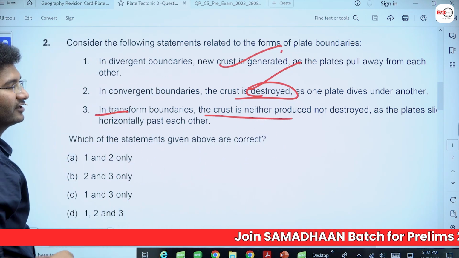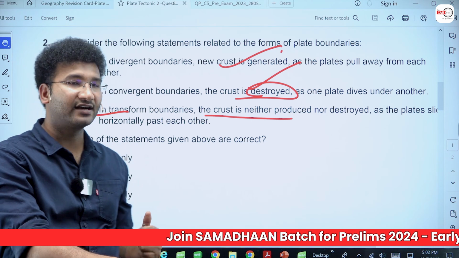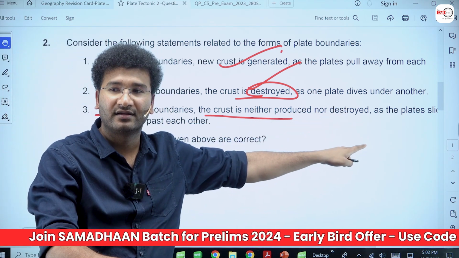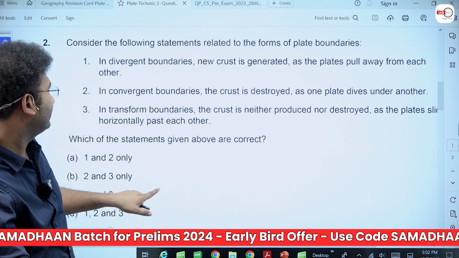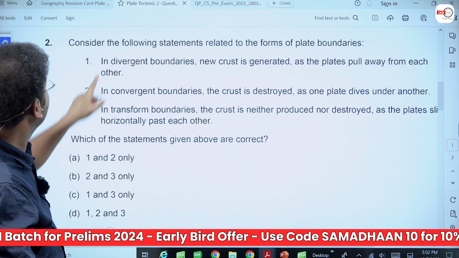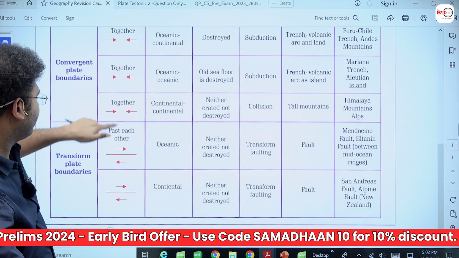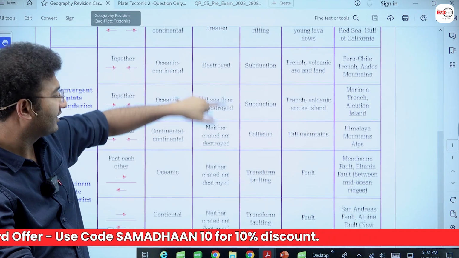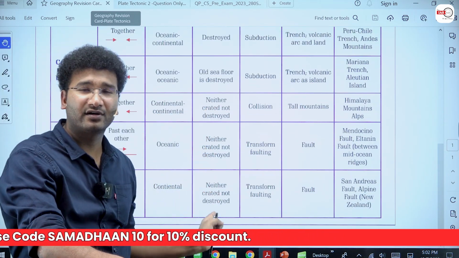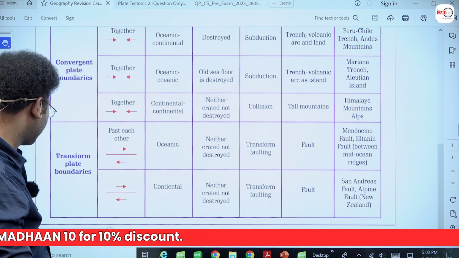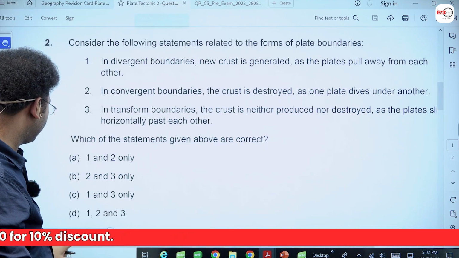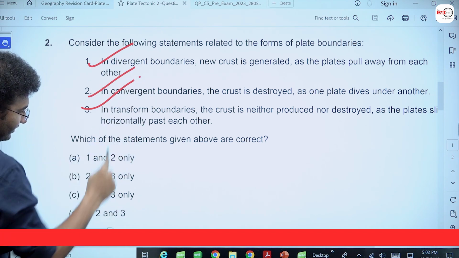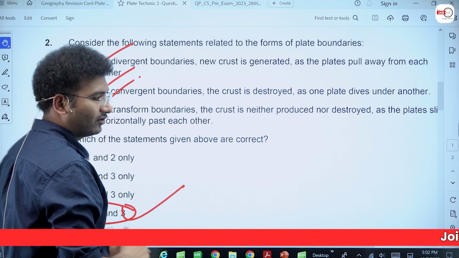Now come to the third statement. In the third statement, it says that in the transform boundaries, the crust is neither produced nor destroyed as the plates slide past each other horizontally. Now look, let's go to the transform boundary and check. Transform plate here. Is the crust created or destroyed? Neither created nor destroyed. By this logic, you can clearly identify that this revision card will help you to solve. Statement 1 is right, 2 is right, 3 is right. So our answer is all of them are right.